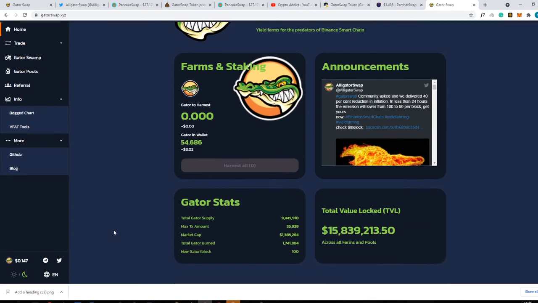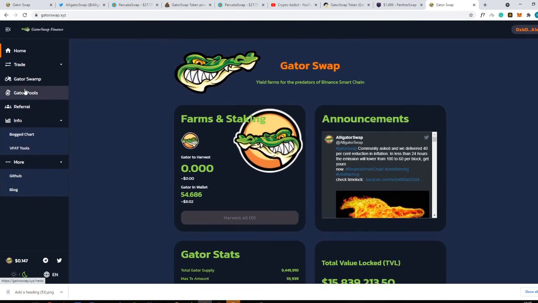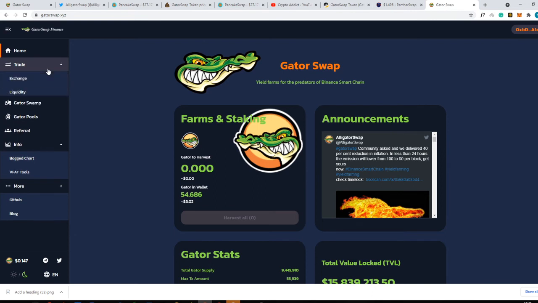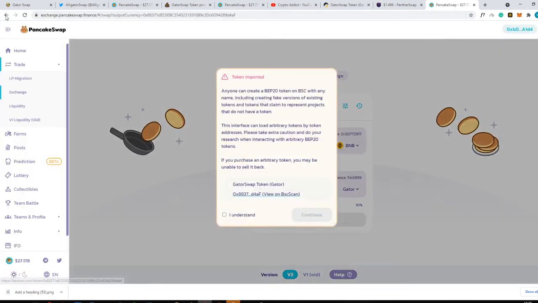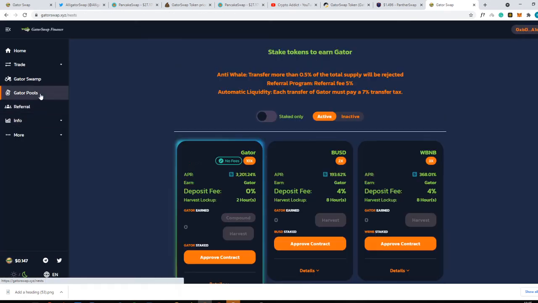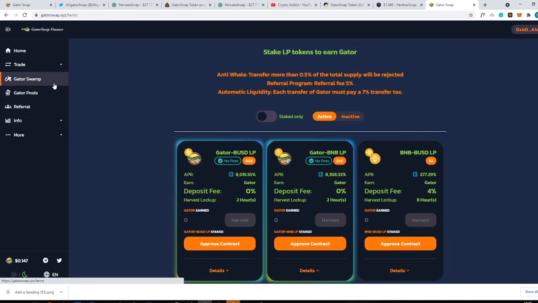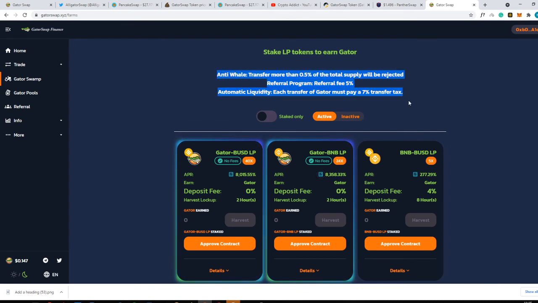I mean, if you can afford to lose money, of course, if $100 or $50 is nothing for you, probably you can always put your money inside this one and gain massive high yield percentages. But of course, take note of this one. Each transfer of Gator must pay a 7% transfer tax. So probably in my thinking, if you have $100, then you can only stake around $93 here because of this one.